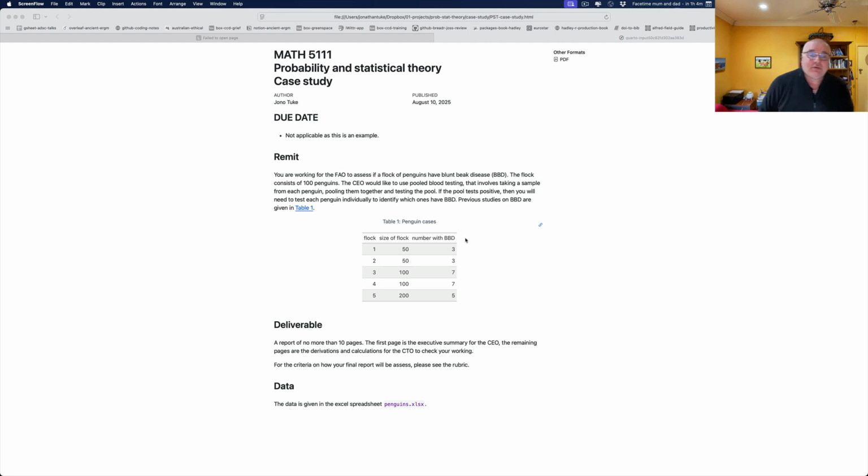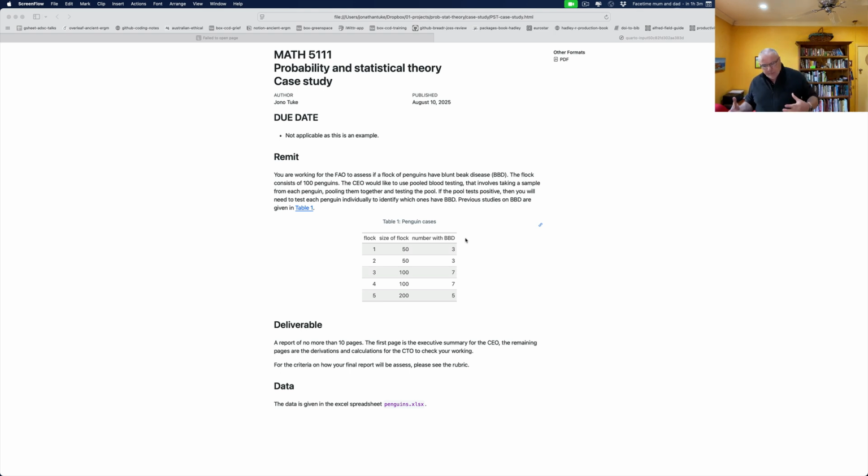We're working for the FAO, who's like the World Health Organization, but for infectious diseases in animals. And we're worried about a flock of penguins that've got blunt beak disease. Yes, it's a completely made up disease. Don't worry. I just didn't want to trigger anyone with worries about penguins. So we've got a flock and it's got 100 penguins. And the CEO wants us to use pooled blood testing.